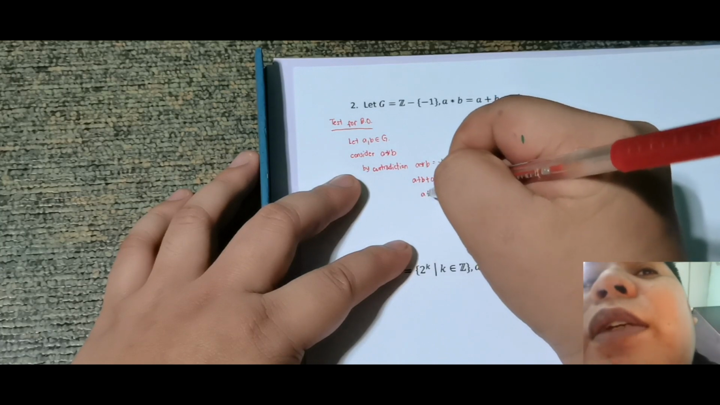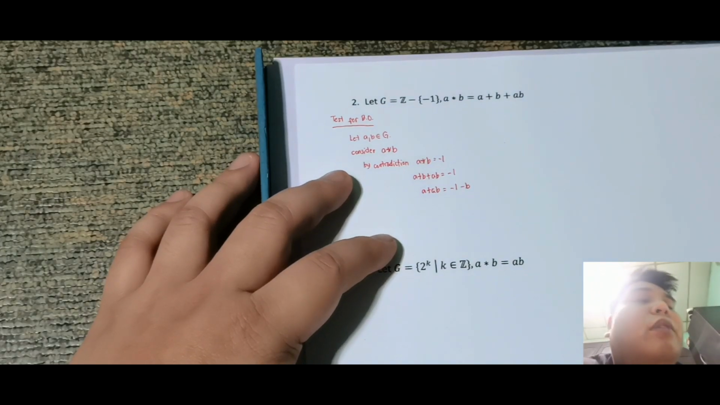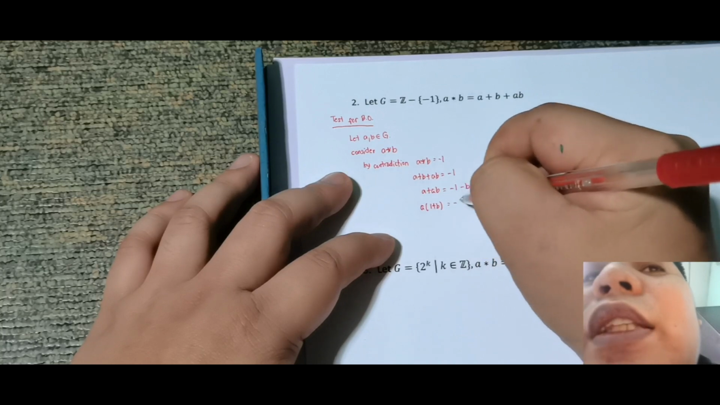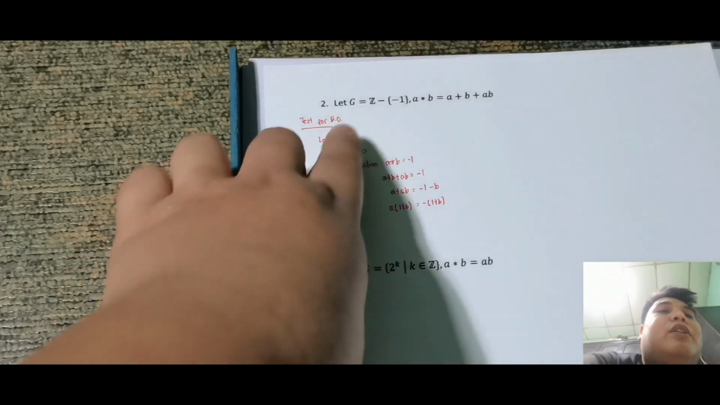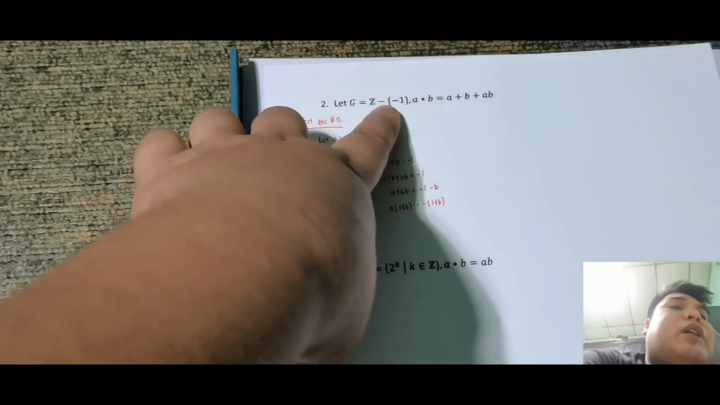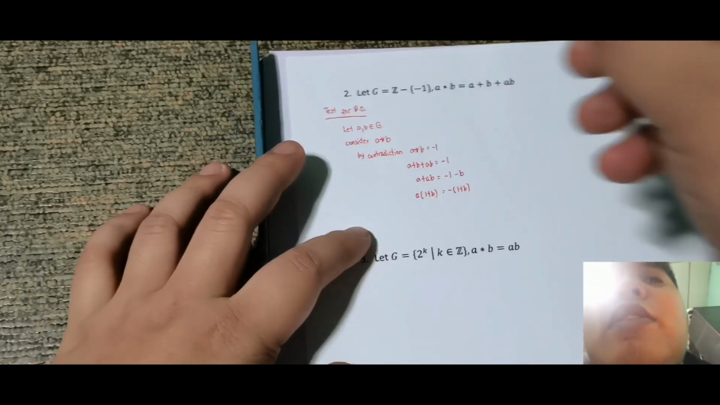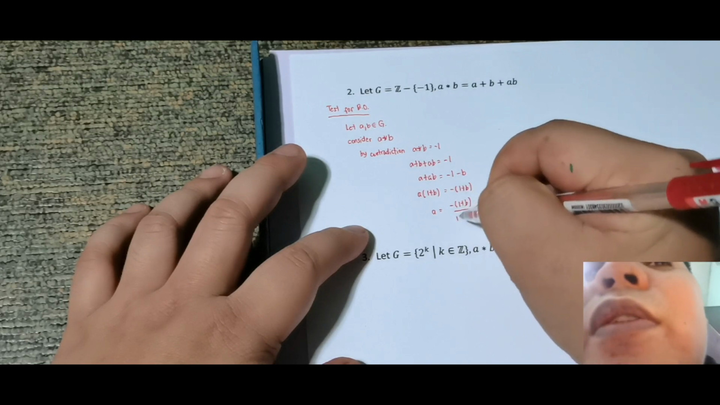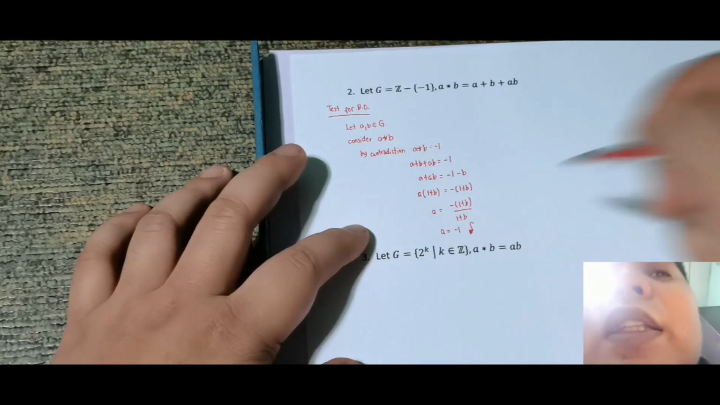So A plus AB is equal to negative 1 minus B, kasi transpose ko. Then factor out ko si A. So A times 1 plus B is equal to negative 1 plus B. Pwede ko mag-divide ng 1 plus B both sides. Bakit? Kasi yung A and B, element ng integers not including negative 1. Since si B hindi pwede maging negative 1, pwede natin siya i-divide doon. So A is equal to negative of 1 plus B over 1 plus B, which is equal sa A is equal to negative 1, which is a contradiction.